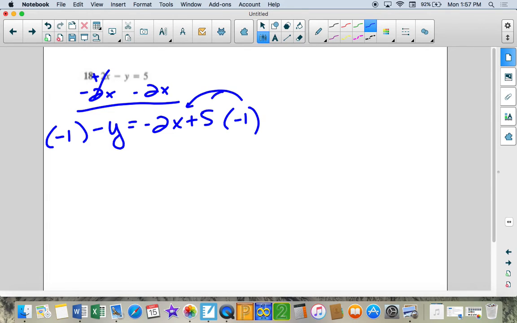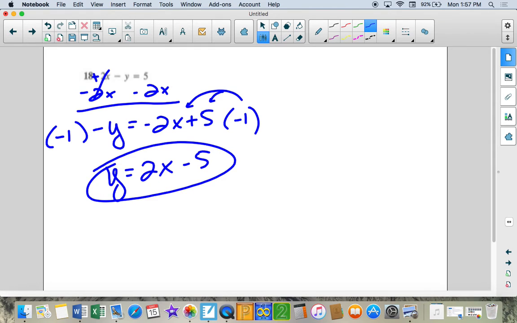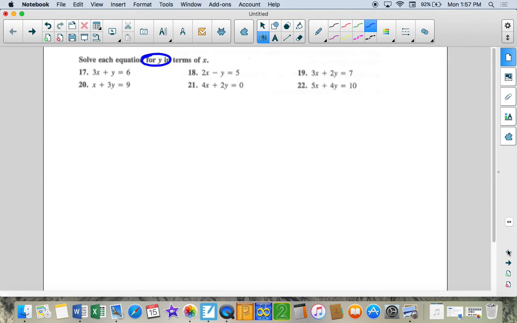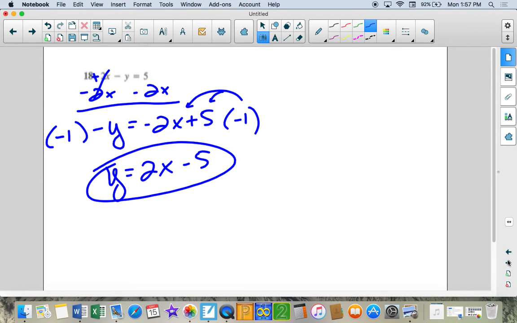And we have to distribute it to both terms. So that gives me this. -1 times -2x is positive 2x. -1 times positive 5 is -5. So that would be my answer. Notice it says y equals. So we've solved for y in terms of x, meaning our answer has the variable x in it. That's in terms of x.